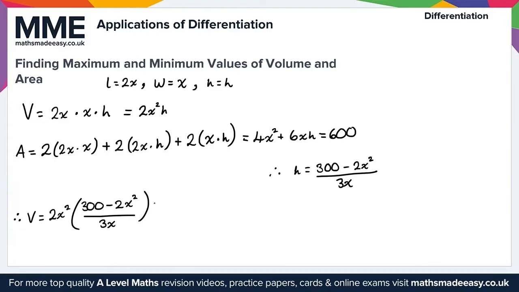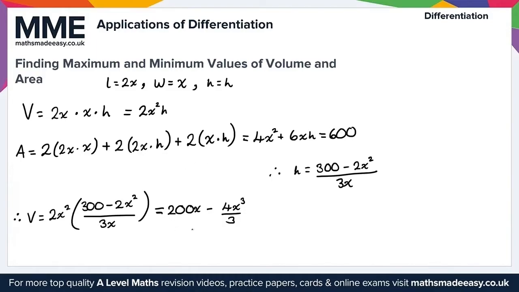If we simplify this, what we get is (200x minus 4x cubed) over 3. So now we can differentiate with respect to x to find the maximum volume of the box.